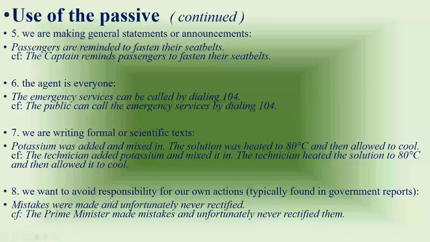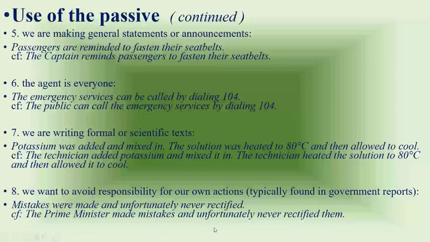8. We want to avoid responsibility for our own actions, typically found in government reports. In a certain report, we want to say what happened rather than who did what. Mistakes were made and unfortunately never rectified. Whether mistakes were made in economy, in flights, in war, and whatever, we don't want to say the Prime Minister made mistakes and unfortunately never rectified them.